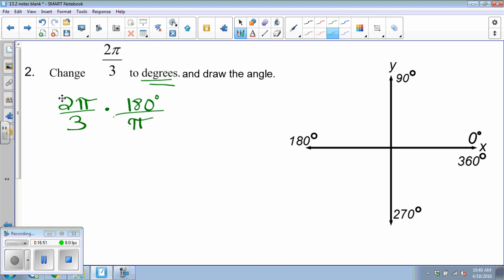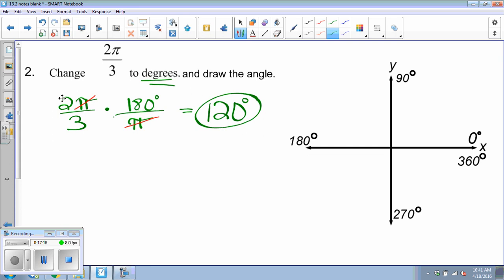Okay? Now, make your life easier and cancel the pi's. You don't need to multiply by pi and then divide by pi, right? Because they just cancel out. So now all you're doing is 2 times 180 divided by 3, and you get 120 degrees. So 2 pi over 3 is the same thing as 120.